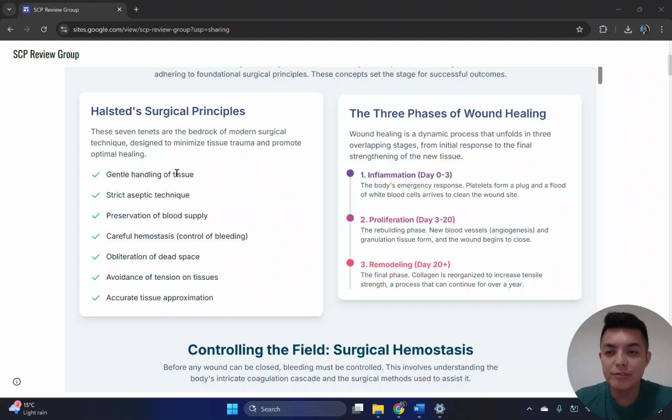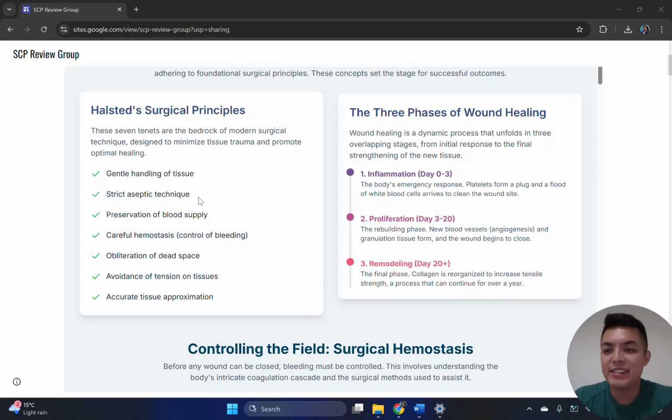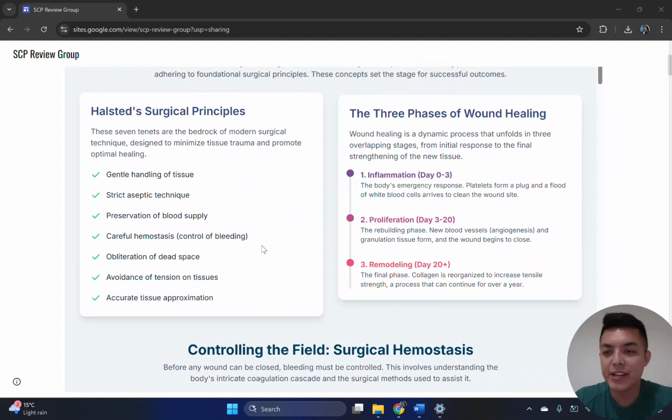So gentle handling of tissue, of course, you don't want to grasp them with 100% of your might. Strict aseptic technique, of course, to prevent infection, preservation of blood supply, so that the tissues can have their adequate supply of nutrients for healing. Careful hemostasis, you want to control the bleeding early on if you can. And of course, using hemostatic agents.